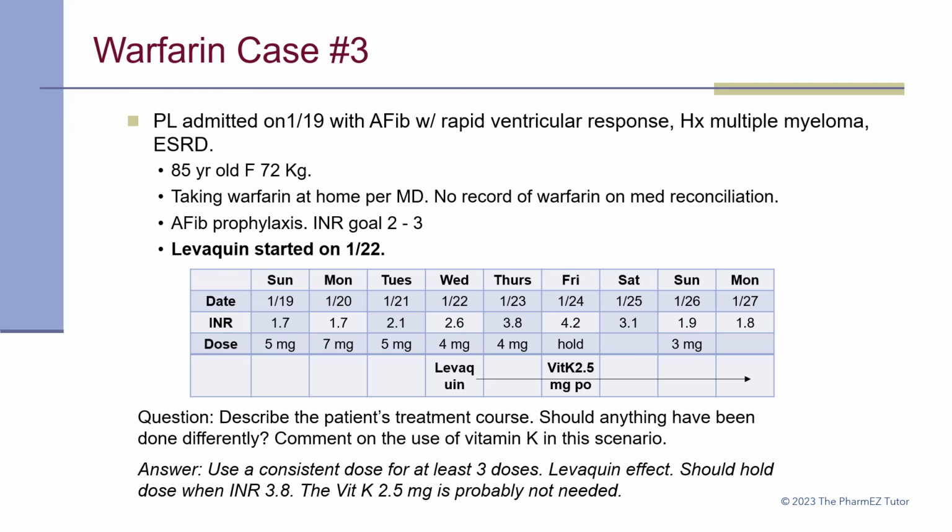The patient's first 3 doses of warfarin should have been consistent. You can see the impact of Levaquin as the INR went from 2.6 to 4.2. On January 23rd, when the INR went up to 3.8, the 4 milligram dose of warfarin should not have been given. Also, it was not necessary to give the vitamin K when the INR went up to 4.2. Rather, just hold the dose and let the INR drop to therapeutic.